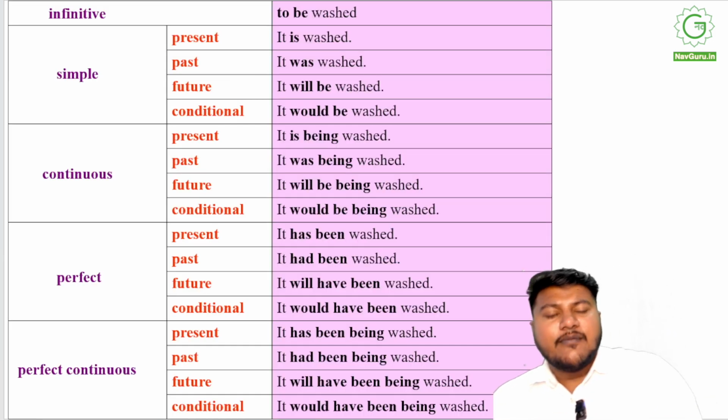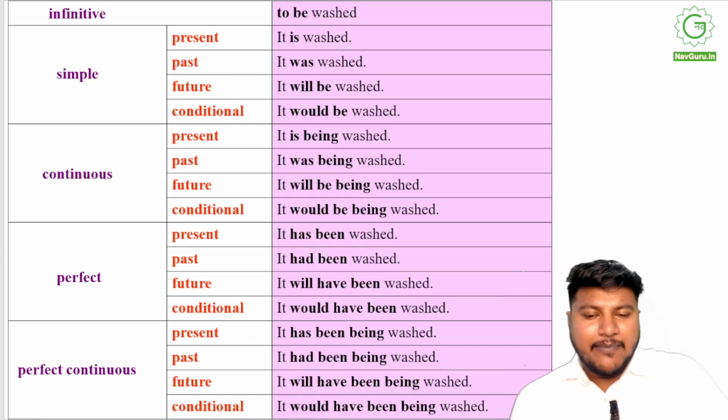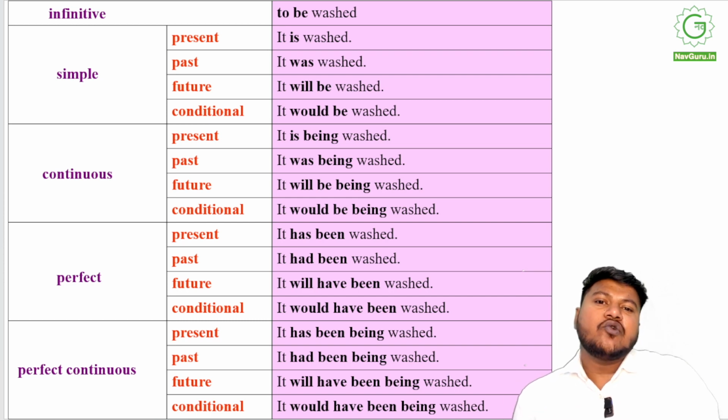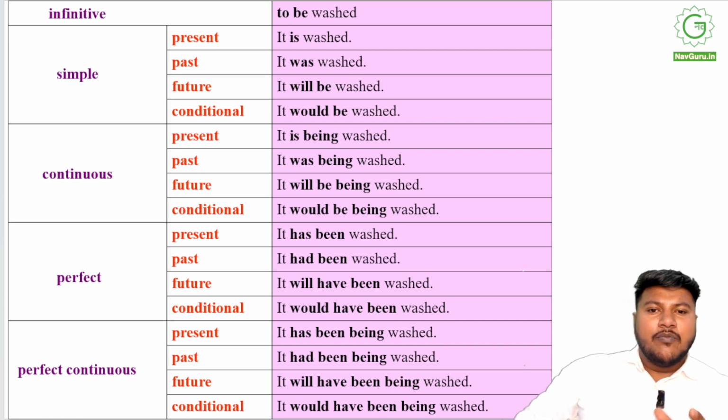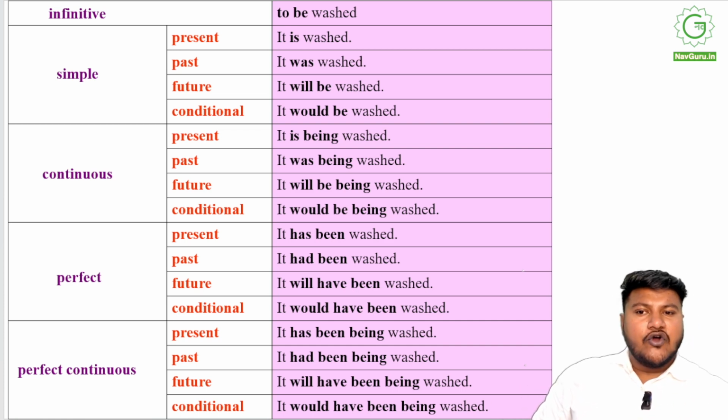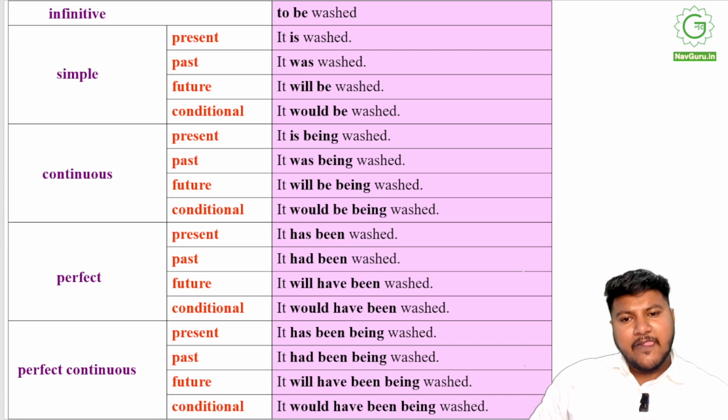Let's have a look at one example, and through it we'd be very close to understanding how exactly it works. So I'm looking at the infinitive, to be washed. Simple present, it is washed. Simple past, it was washed. Simple future, it will be washed. And conditional, it would be washed, right? So this is how it works.